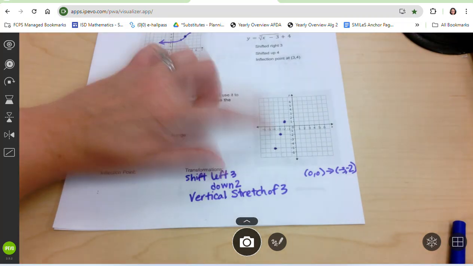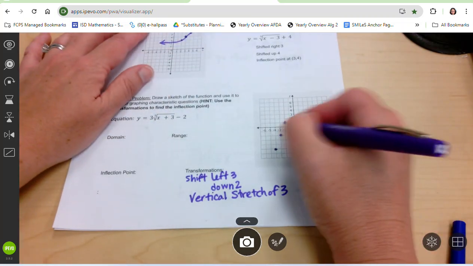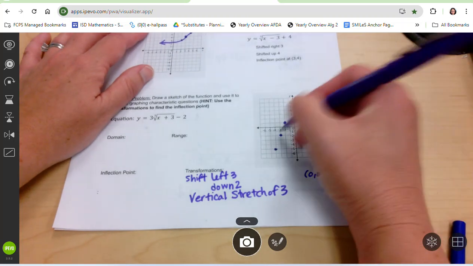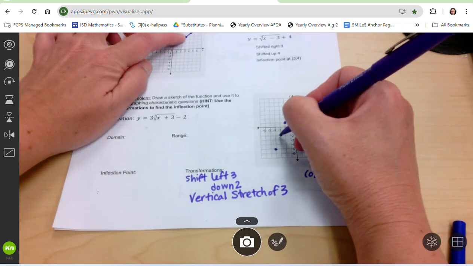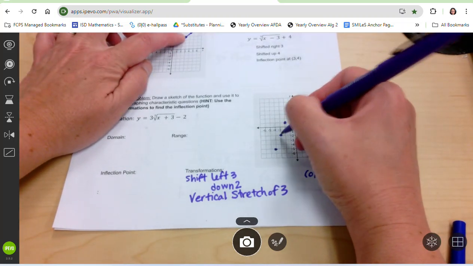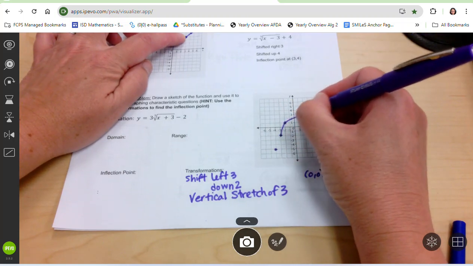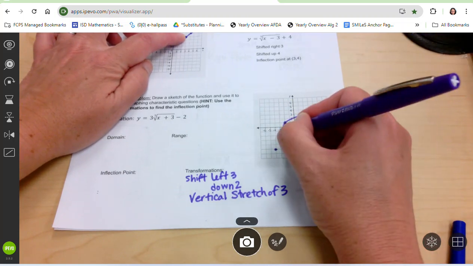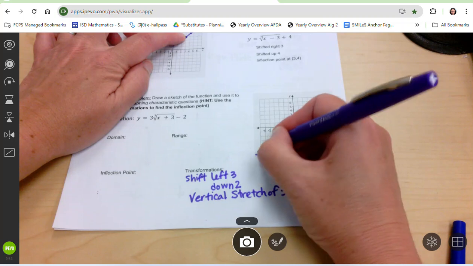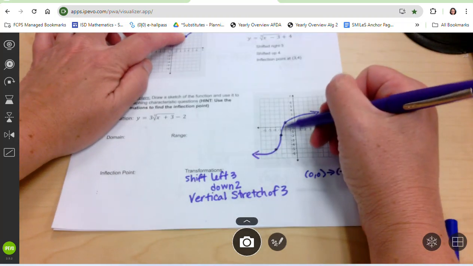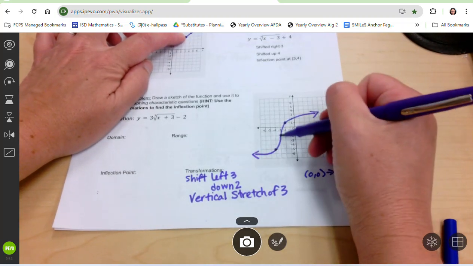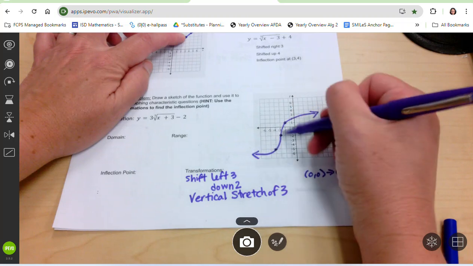So first, we shifted the 0, 0 to find our inflection point. Then we applied the stretch from there. So we went over 1, up 3, back 1, and down 3. And you still are going to draw the shape of the cube root function. So draw it always in 2 pieces. Start at the inflection point, make that rainbow, and then start at the inflection point and make the upside down rainbow.